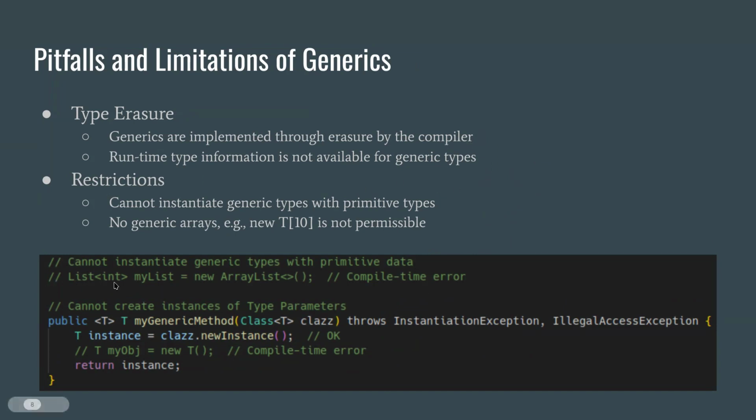So here you can see that you cannot instantiate generic types with primitive data, and you cannot create an instance of a type parameter. So T instance = class.newInstance() is okay, but T myObject = new T() would create a compile error.